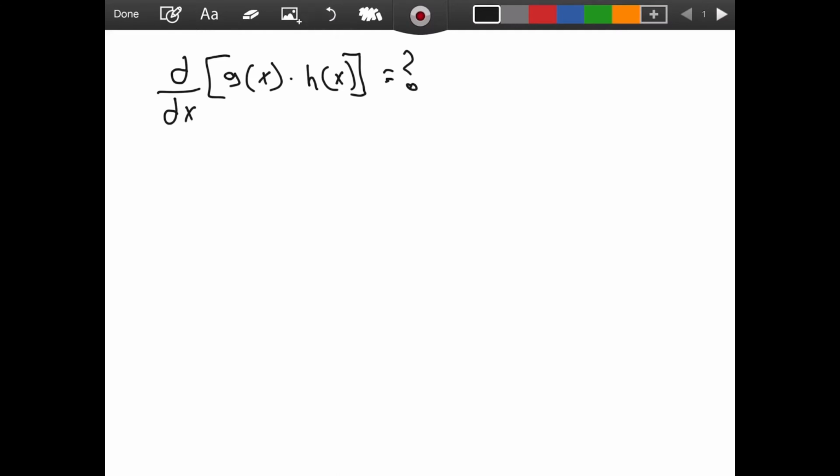Before finding the correct formula, I want to show what can't be the correct formula. It might be tempting, when you look at this derivative, to say: why can't we just say that this is equal to the derivative of the first function times the derivative of the second function? Can't we just distribute the derivative here? Well, the answer is no. You cannot do that. This is not equal to this. The derivative of a product is not equal to the product of the derivatives.